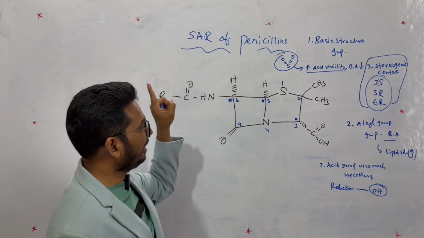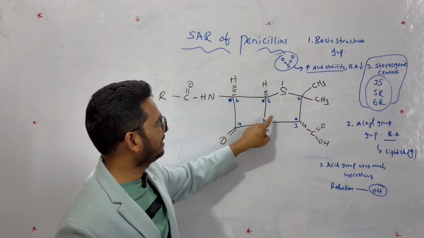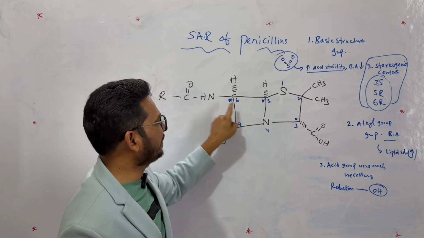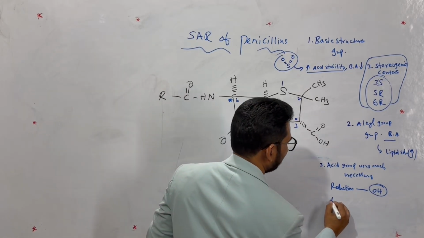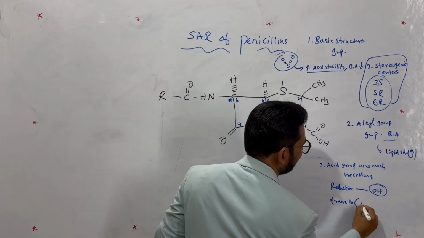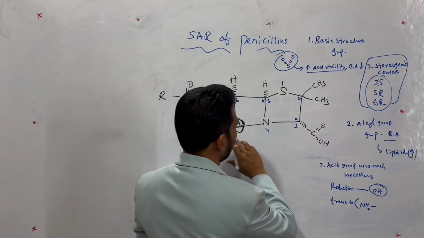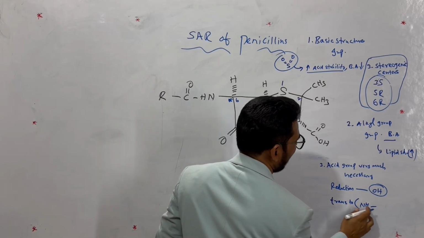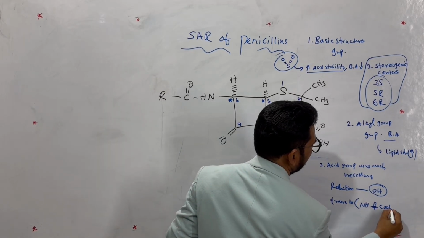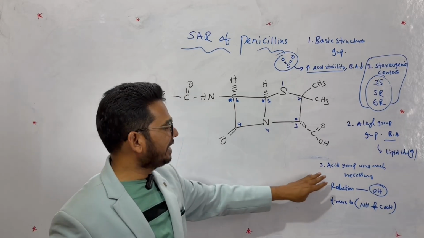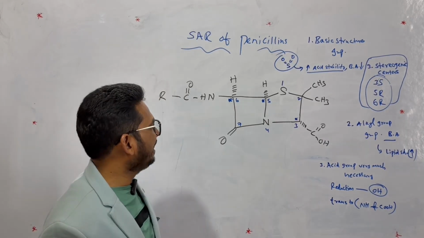Then another thing, I already told, both of these are trans to each other, opposite. Chemically they should be trans to each other. Which ones? The amine group, as well as the amide group, as well as the acid group. They should be trans to produce better antibacterial activity.